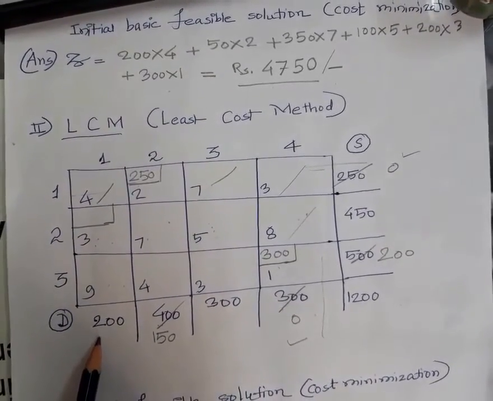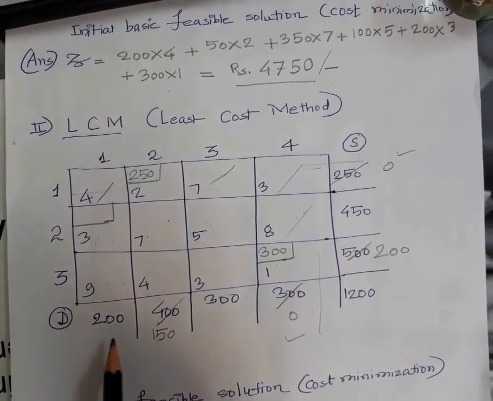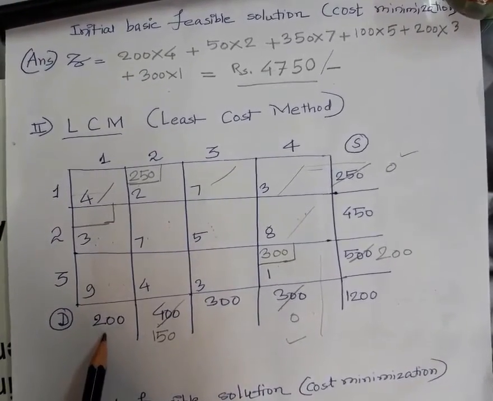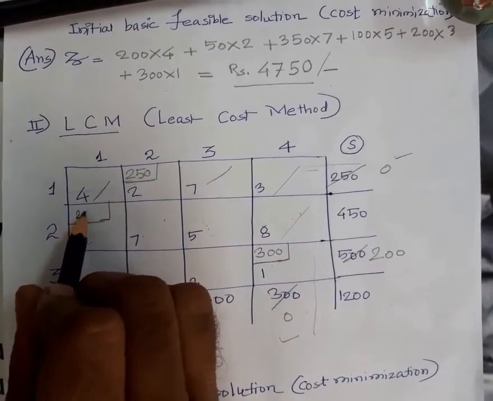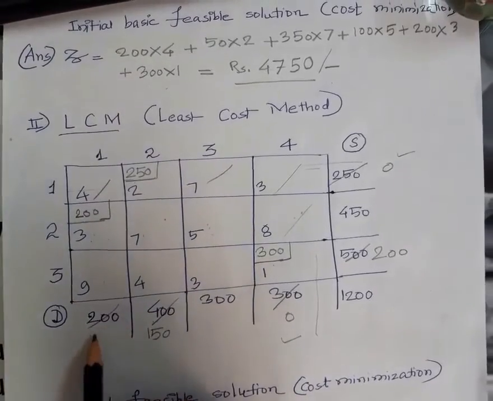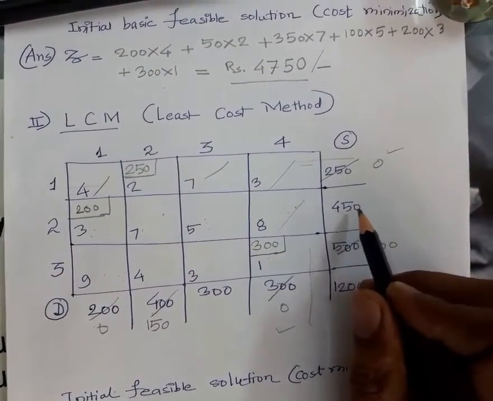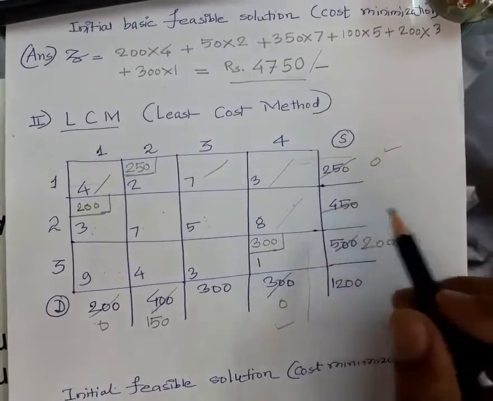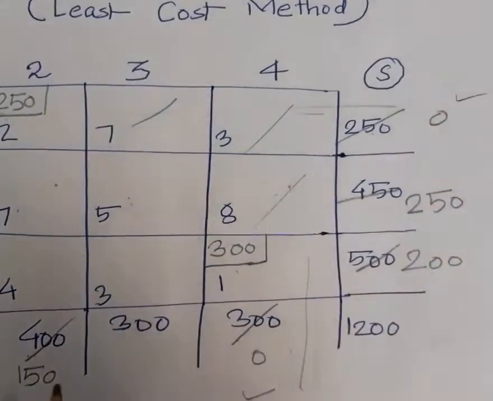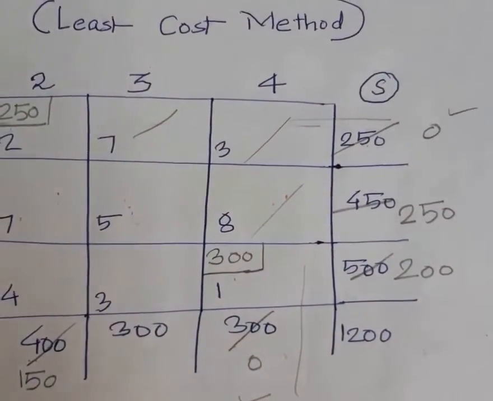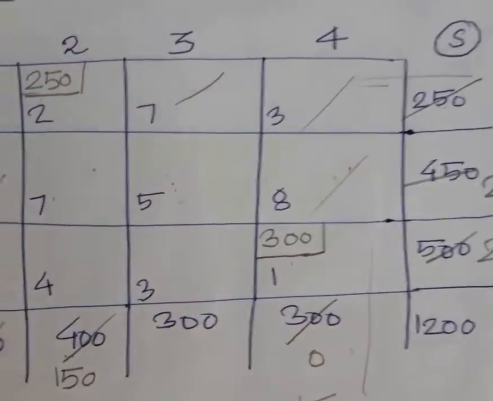Now for this one, I can allocate maximum 200, so I will just allocate 200 here. This will become 0. This will be 450 minus 200. This will become 250. Okay. Now this is exhausted, so just delete the first column.